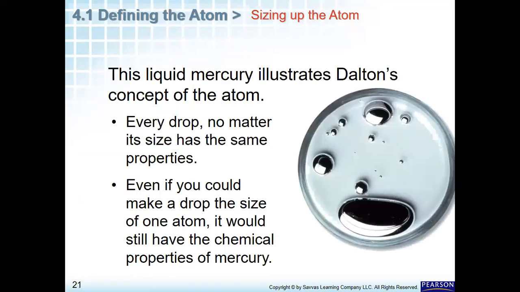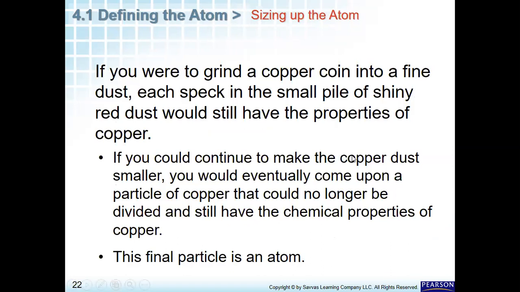In the beginning, we would say, if we get liquid mercury, as you can see here, guys, there is a difference between the size of droplets here, from the smallest one to the biggest one. But the common factor between all of them is that they are made up of the mercury atom, and all of them have the same properties, whatever the size, whatever the mass. Every drop, no matter the size, has the same properties. And even if you could make a drop the size of an atom, it would also have the same chemical properties of the mercury.